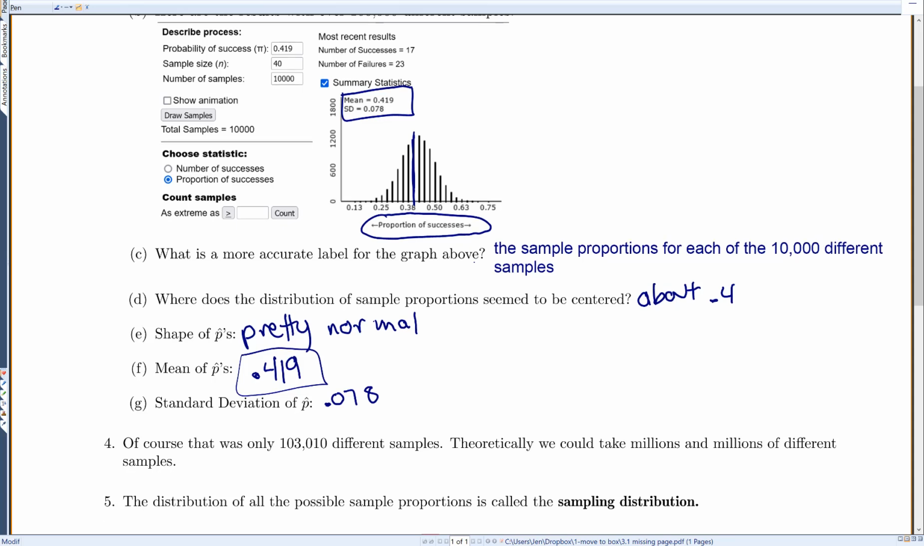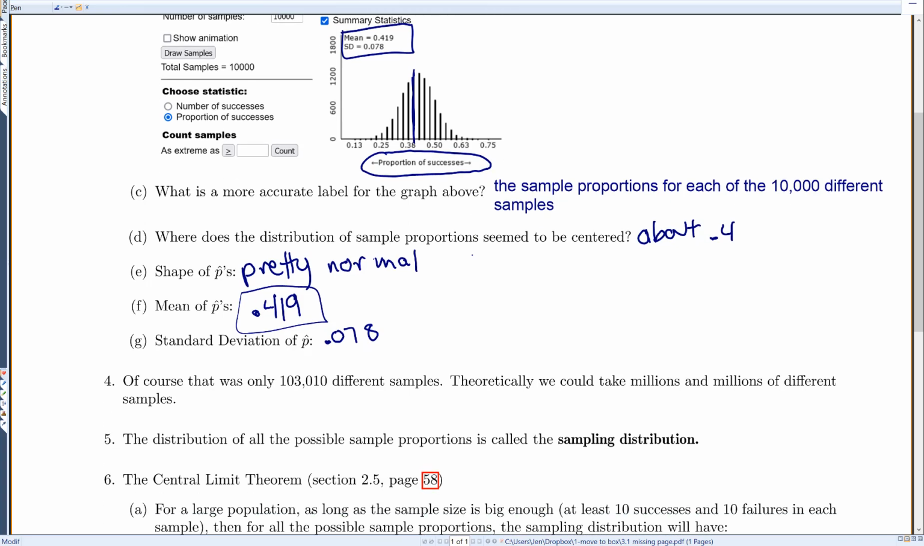So the distribution of all the possible sample proportions is called the sampling distribution. And there's a note later in this that we'll talk about. So if you know your population proportion and you're looking at the distribution of all the possible sample proportions, it's called the sampling distribution. When we're doing hypothesis testing, our book actually calls it the null distribution. It means the exact same thing. It's just they called it the null for the null hypothesis.